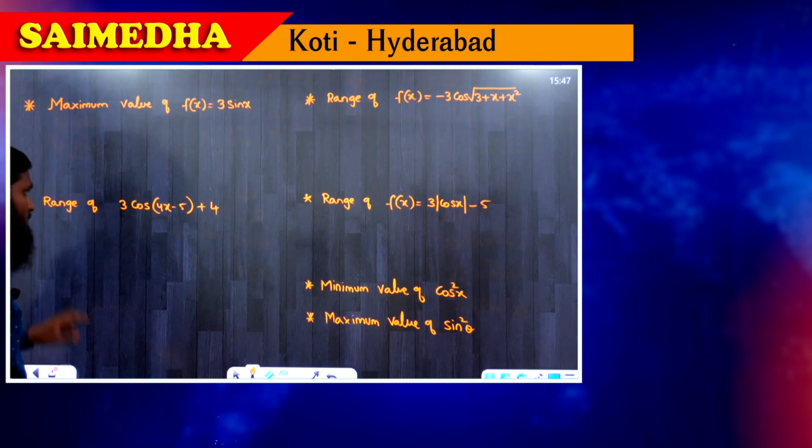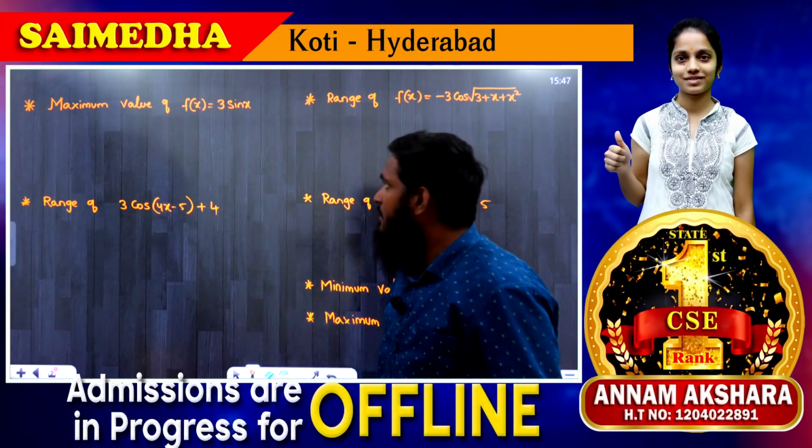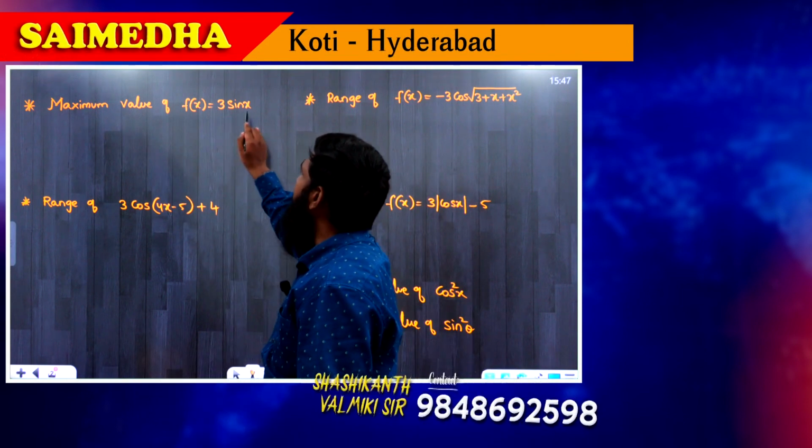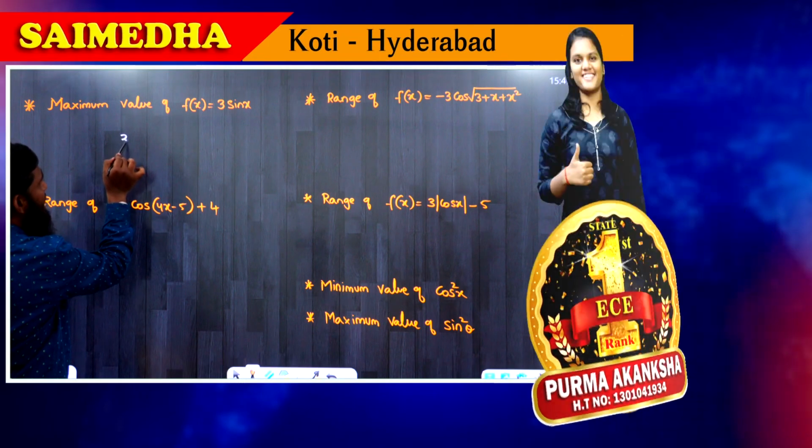Now let us try to solve these questions. See the first question. What is the first question we have? Maximum value of f of x is equal to 3 sin x. Listen here, what we have to do? See this part. I have written 3 as it is over here.